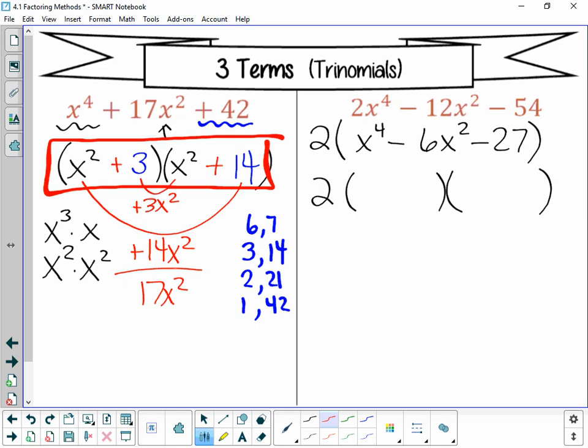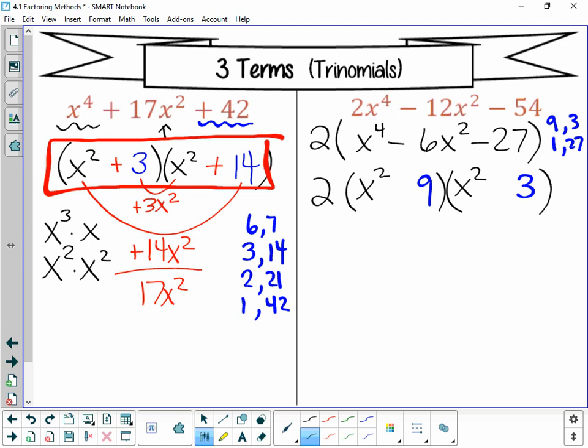Well, we've got x to the 4th. Let's try x squared and x squared. At the other end, we have a 27. That's either a 9 times 3 or a 1 times 27. So in this case, it looks like maybe we should try the 9 and the 3.